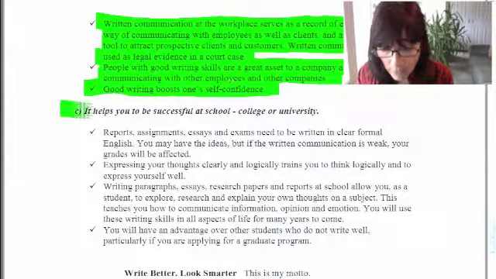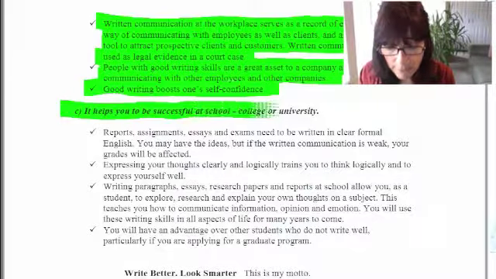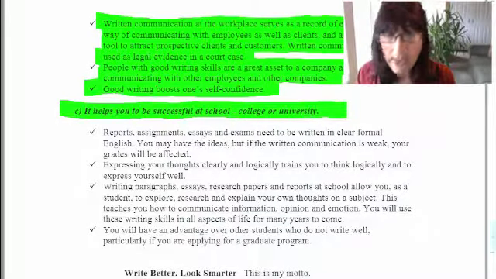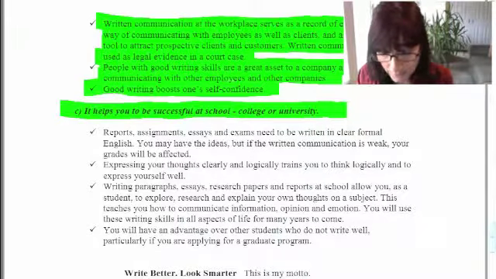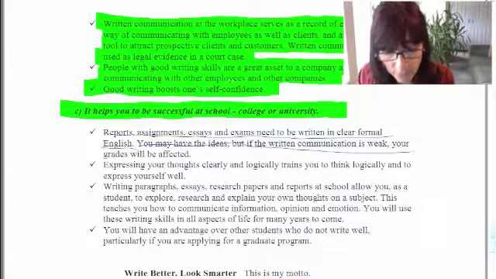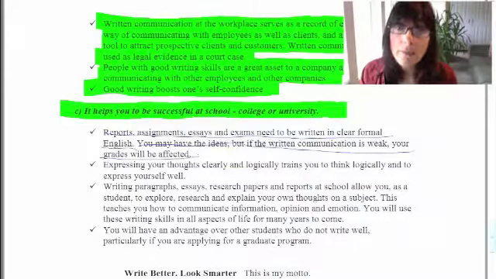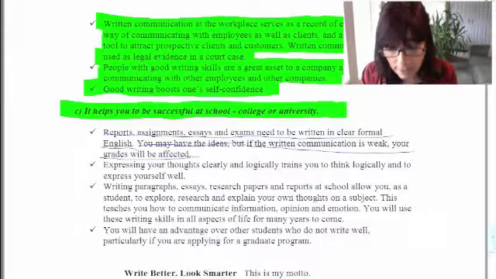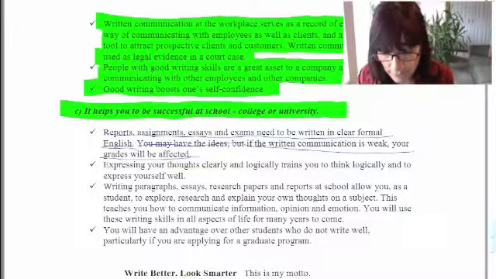The last area I want to look at is how being an effective communicator can help you to be successful at school, at college, or at university. And I've included some ideas here. Reports, assignments, essays, and exams need to be written in clear, formal English. That's crucial at school. You may have the ideas, but if you can't write them down effectively and communicate your ideas clearly, your marks or grades will be affected.